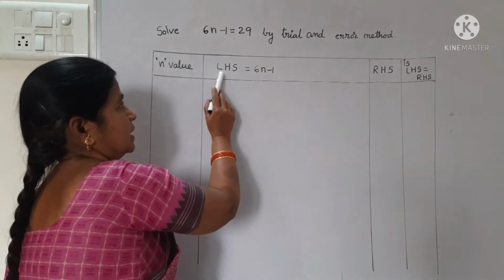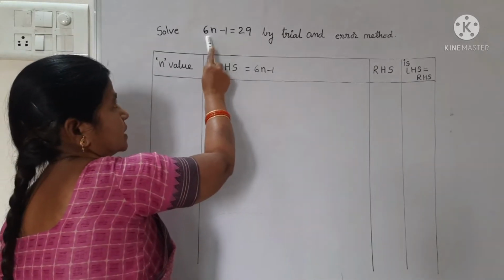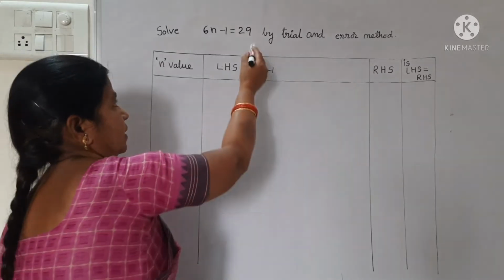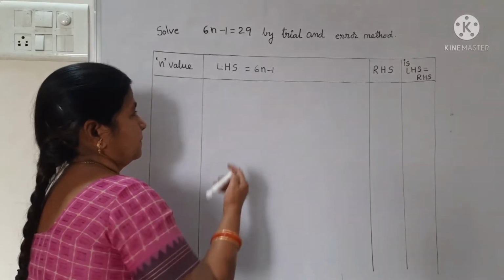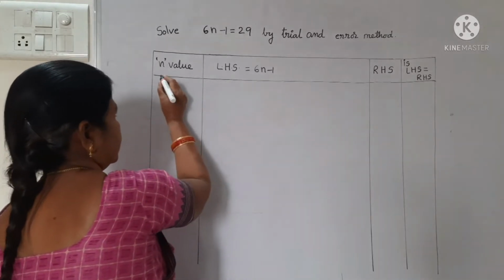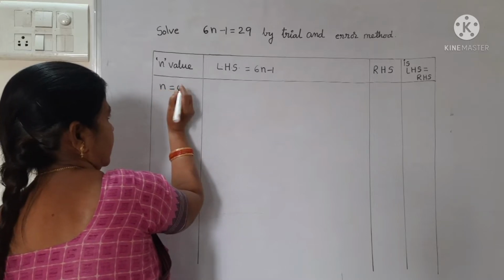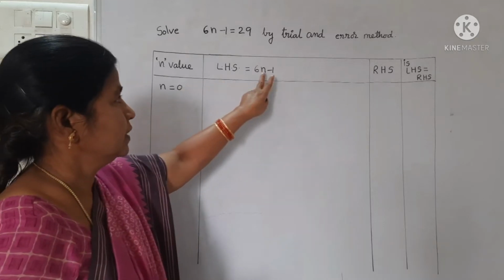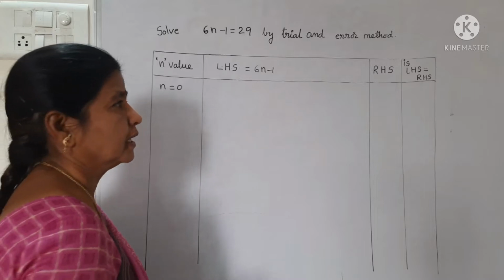What is LHS? LHS is left hand side. Left hand side means this one, 6n minus 1. And what is given in the right hand side? Right hand side is 29. So now let us take the value n is equal to 0 here and substitute the value 0 in this expression and check whether it is equal to 29 or not.